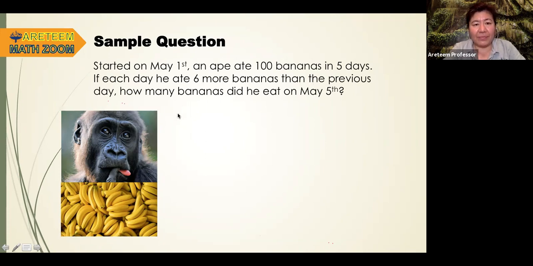So this guy ate 100 bananas in 5 days. What is the average number of bananas he ate for each day? The average. You can do that one, right? Total is 100 and he ate for 5 days. So what is the average? 20. Yes? Total is 100 spread out in 5 days. The average is 100 divided by 5, which is 20.